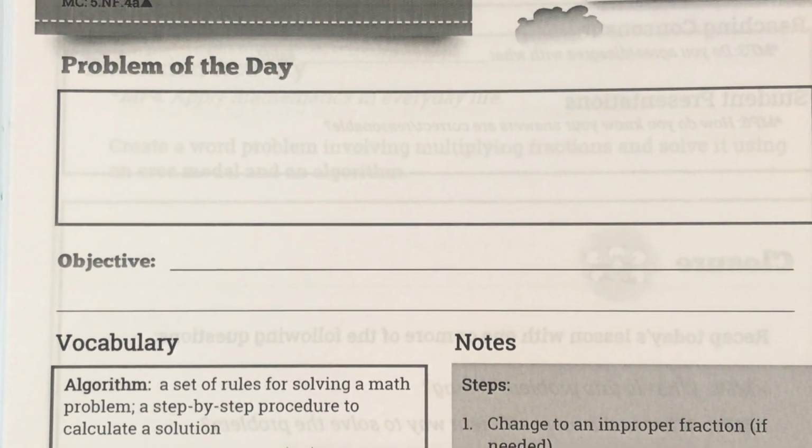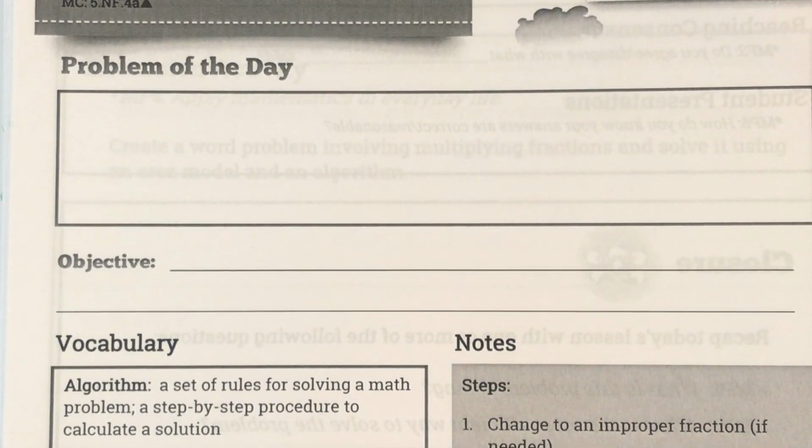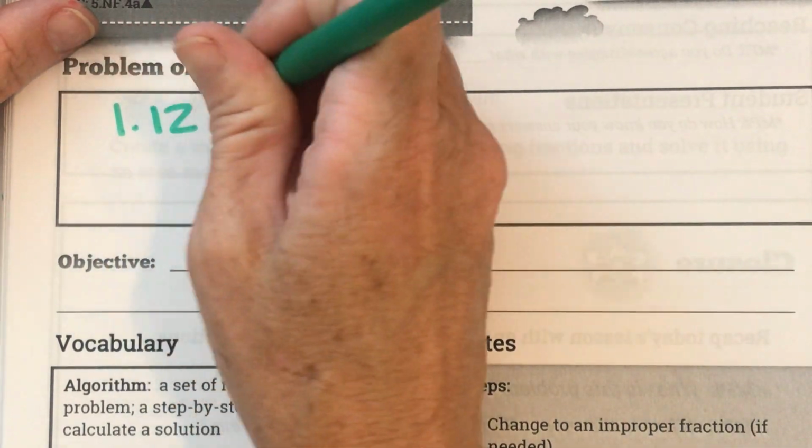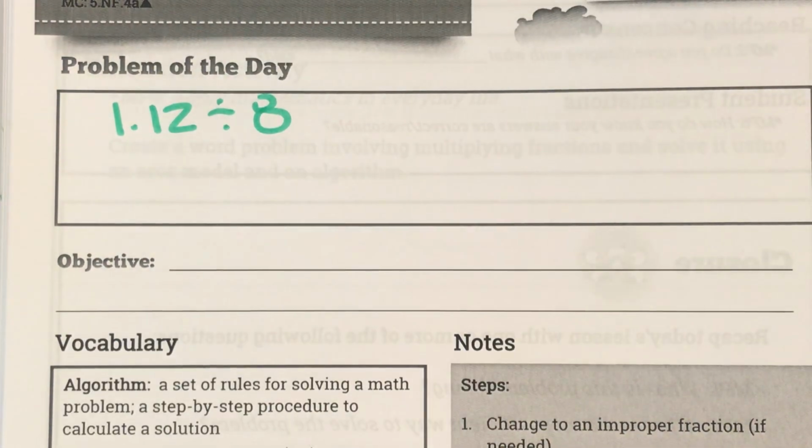We are on page 185 of your student journal. Before we get started, today we're going to practice some more of dividing decimals. So my first problem is 1 1200ths divided by 8.